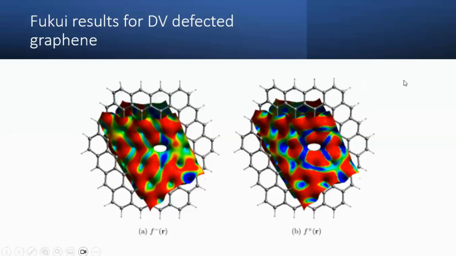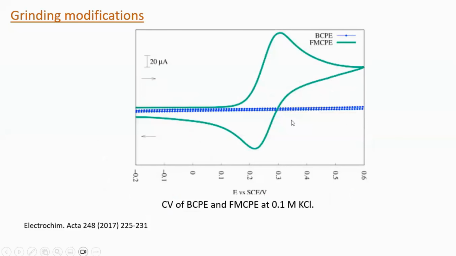Now, let us try to club experimental and theoretical chemistry. Here we can see a typical cyclic voltammogram. BCPE means bare graphite paste electrode.